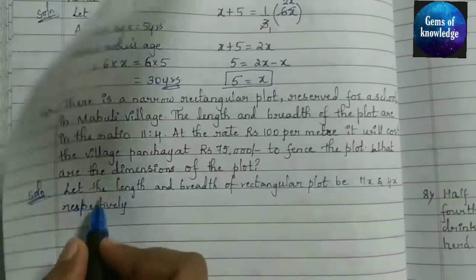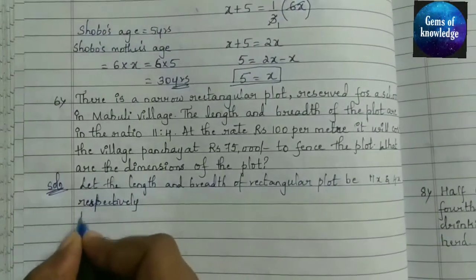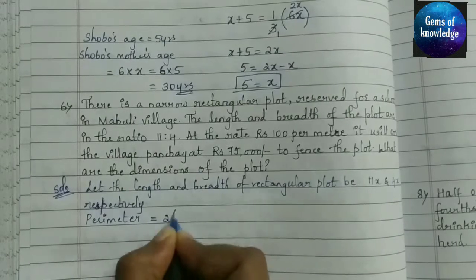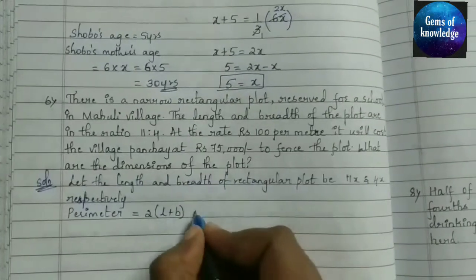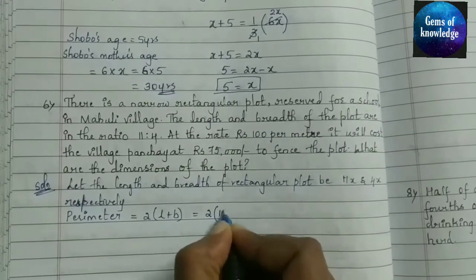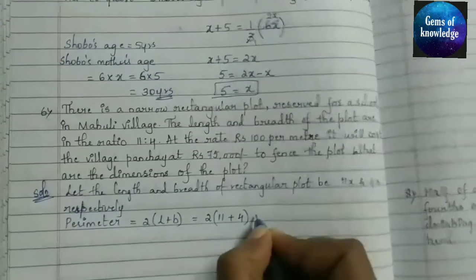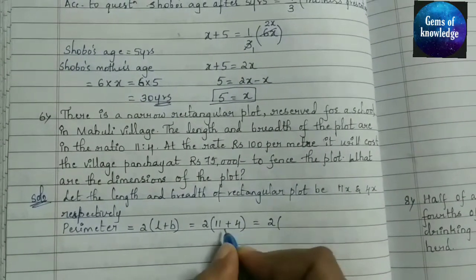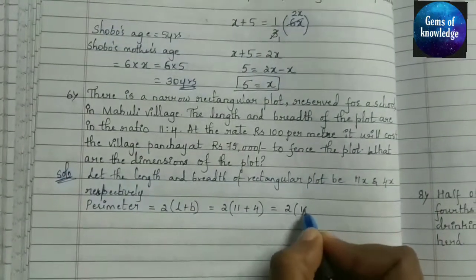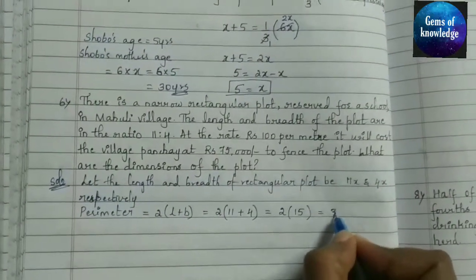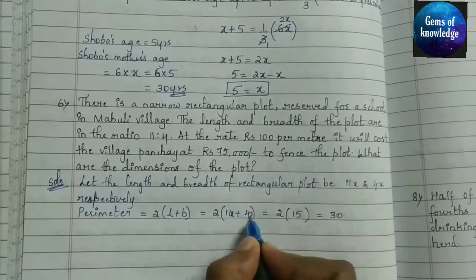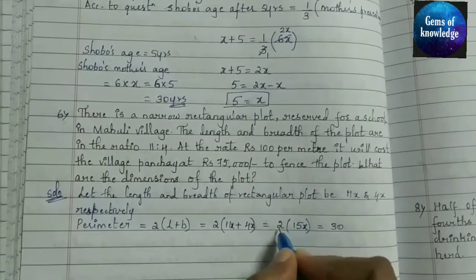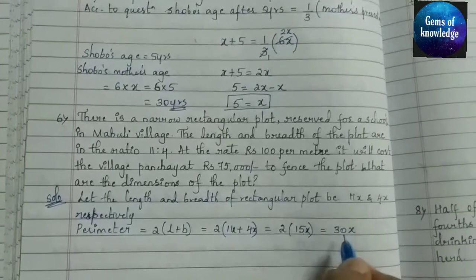Okay, so according to our rectangular plot, we can write perimeter will be equals to, so let us write the formula of the perimeter, that is 2 into L plus B. Okay, so that will become 2 into what is our L? L is 11 and B is 4. So we will get the answer as 2 into 11 plus 4 will be nothing but 15. So we will get here that is 30. Sorry, here we have to consider it as 11x and 4x. So we will get here 15x. So when we multiply 15 2s are 30 we are getting, and this x will be as it is.